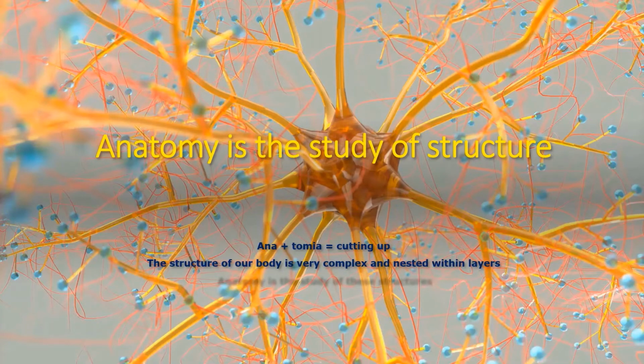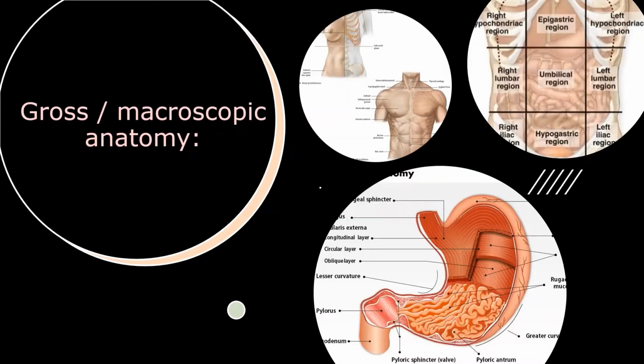Why? Well, because the structure of our body is very complex and it sometimes has layers wrapped within layers, wrapped within layers. You have to cut it open to see what may be hiding beneath other structures. So anatomy is a study of structure. You might see gross anatomy and think, oh, gross, like it's disgusting, but that's the wrong terminology here. Gross in this instance means large, big, something you can see with your naked eye. You don't need a microscope to see it because it's macroscopic, right?